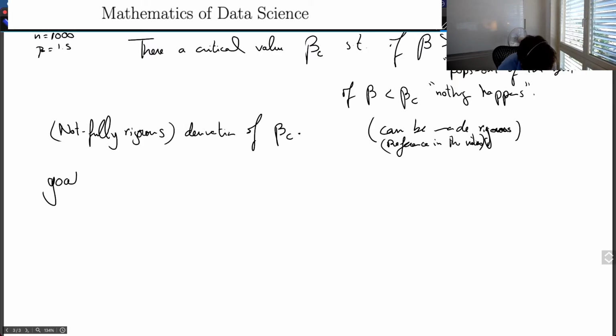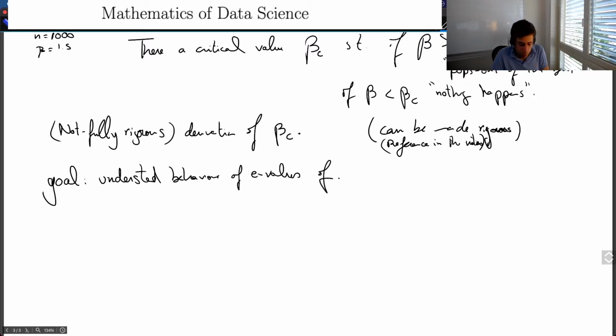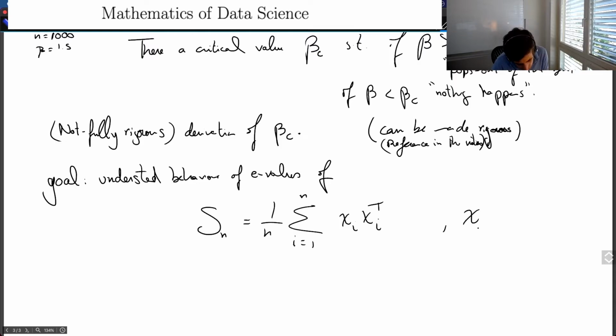The goal is to understand the behavior of eigenvalues of this sample covariance matrix, Sn equal to 1 over n, sum i from 1 to n of xi xi transpose, where all the xi's are drawn from N(0, identity plus beta u u transpose). Okay.